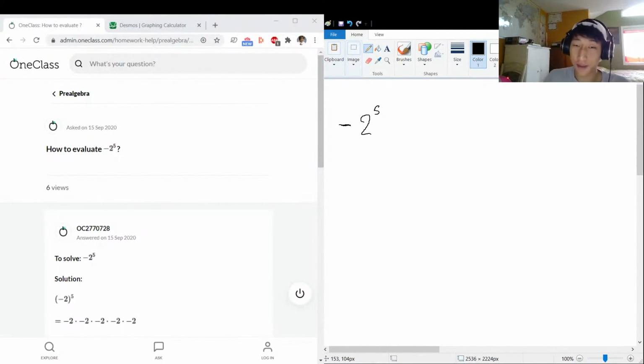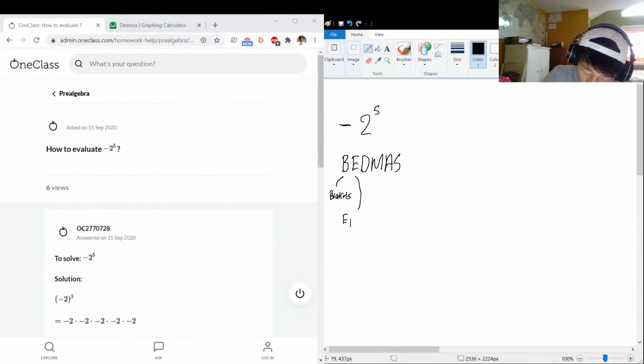So we have to remember something called BEDMAS, or the order of operations. We know that the first place is brackets. Second is exponents. Tied for third place is division and multiplication. And tied for fourth place is addition and subtraction.